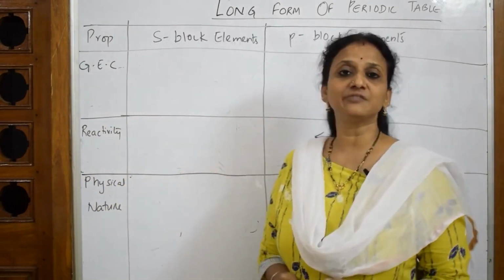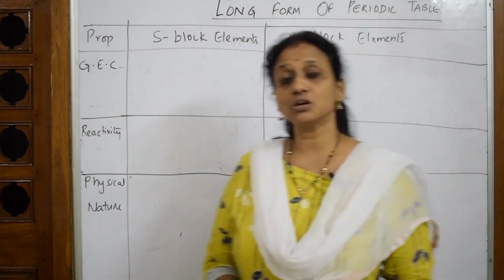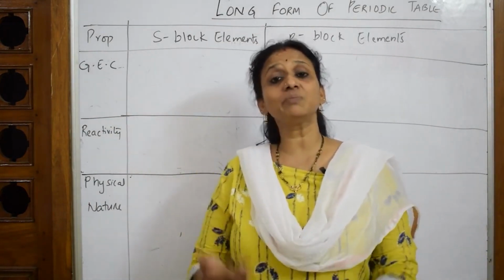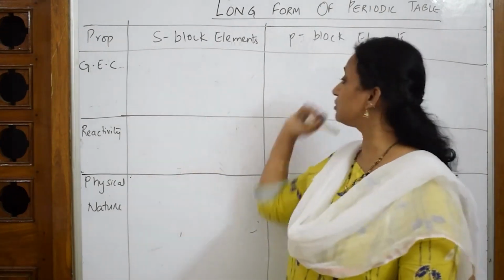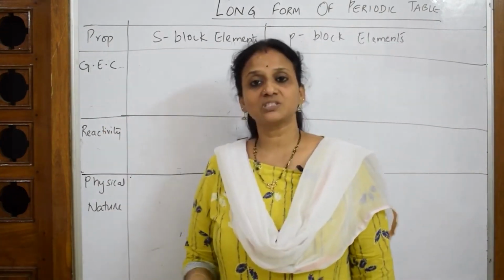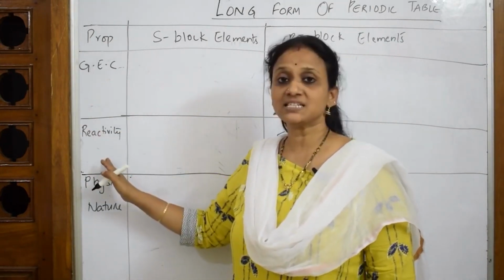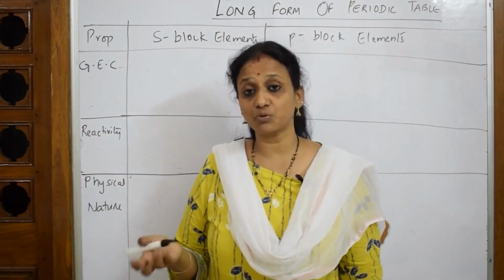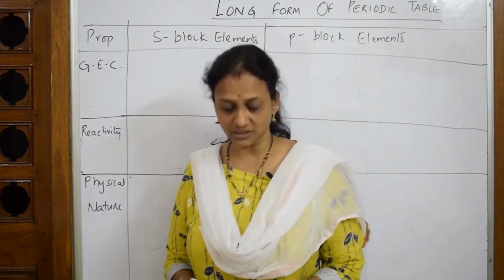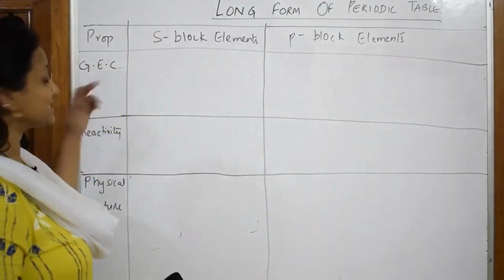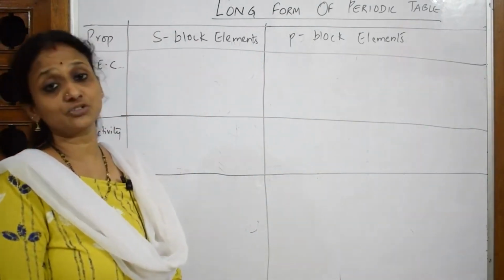Whenever you are learning the differences between S block, P block, D block and F block, you should always have a criterion on what basis you are differentiating. Here, I have taken S block elements and P block elements, and written the criteria. I picked different properties like general electronic configuration, reactivity, physical nature, melting point, boiling point, malleability, catenation property, and so on. I'll be showing the differences. The first property is general electronic configuration, GEC. Once again, general electronic configuration.